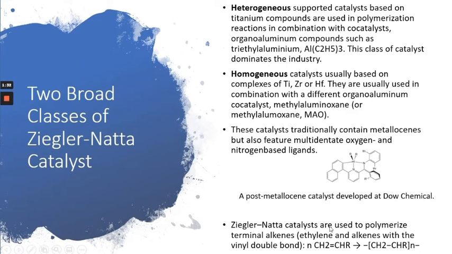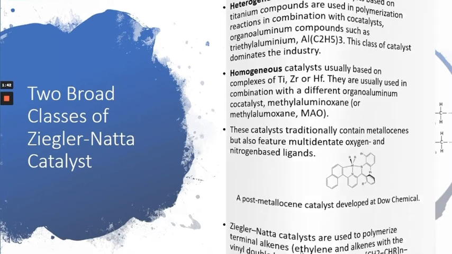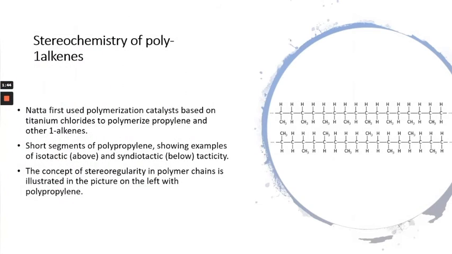Ziegler-Natta catalysts are used to polymerize terminal alkenes. Examples are ethylene and alkenes with the vinyl double bond. Stereochemistry of poly-1-alkenes is an example reaction that uses the Ziegler-Natta catalyst. Natta first used polymerization catalysts based on titanium chloride to polymerize propylene and other 1-alkenes.